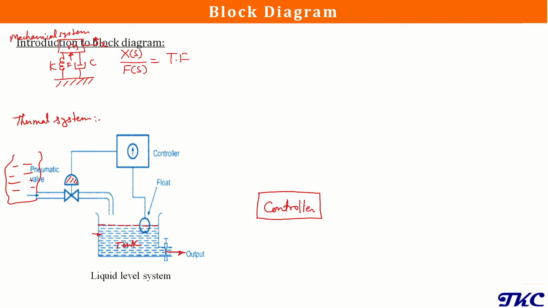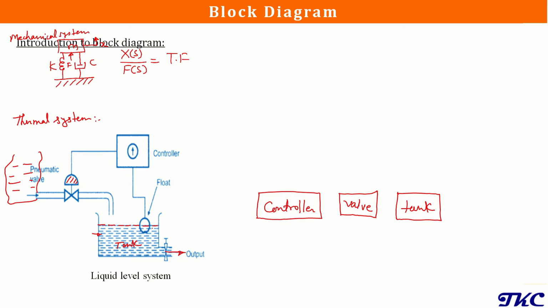Then that controller will actuate this valve in order to fill this tank. So next transfer function we will be having is for this valve, this pneumatic valve. Now once this pneumatic valve is open, it will fill this tank. So next transfer function that we will be having is for the tank, and now the tank level will be sensed by this float.